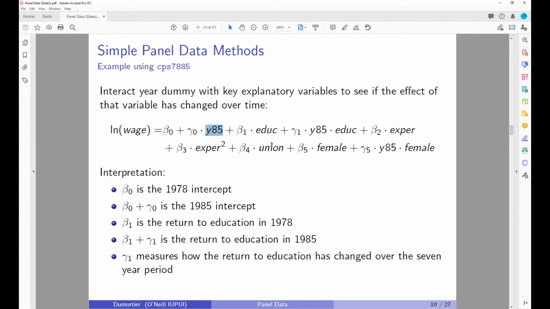So the interpretation of those coefficients is that beta 0 alone is the intercept in 1978, and gamma 0 plus beta 0 is the intercept in 1985. And we have also the return to education in 1978, which is measured by beta 1. And the return to education in 1985 is measured by beta 1 plus gamma 1. Okay?